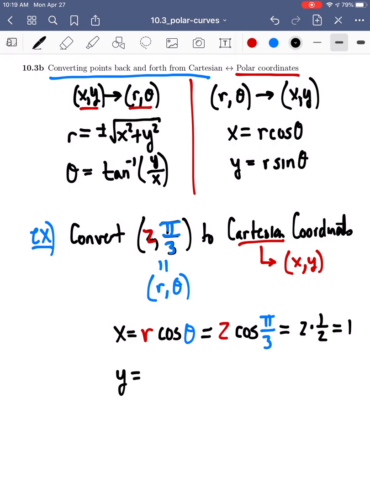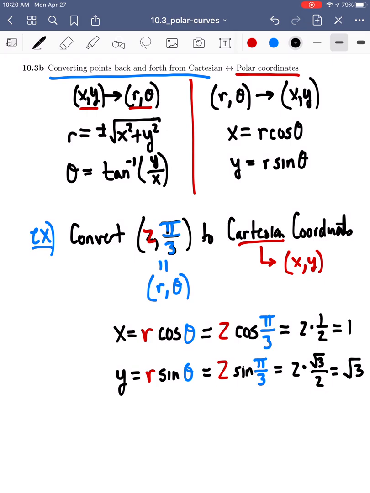We can do a similar thing for y. y is equal to r sine theta. r again is equal to 2. And we're told that theta originally is equal to pi over 3. So our y value is 2 times the square root of 3 over 2, or just square root of 3.